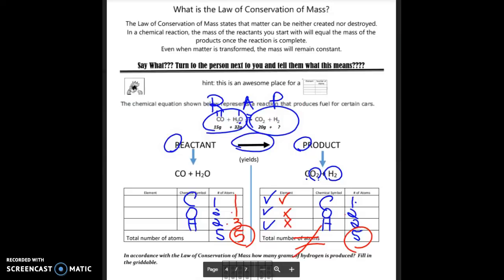Because it does, this part right here is a different part, and a lot of you guys got this wrong on the benchmark. So I'm going to add these two numbers together. I've got 15 grams and 32, so that's a total of 47 grams on this side. That means that I have to equal 47 grams on this side. So 20 plus what equals 47? 20 plus 27 equals 47. So that means that I have 27 grams of H2 because they match.